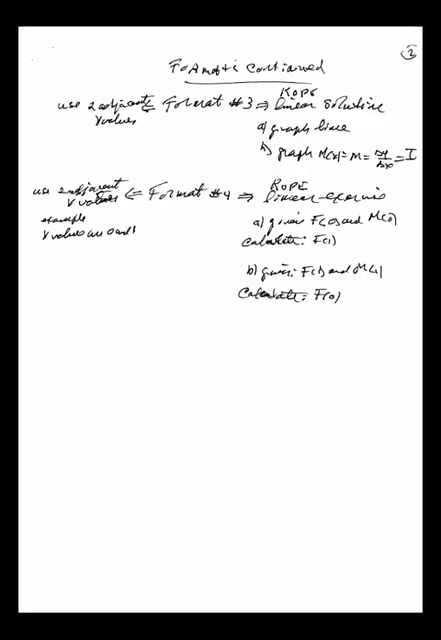Format number 4, KOPE, linear exercises. On the right implies linear exercises. On the left, it uses 2 adjacent x values. Examples, x values are 0, and on the right we have two exercises. A given f of 0 and m of 0, calculate f sub 1. And B part given f of 1 and m of 1, calculate f of 0.